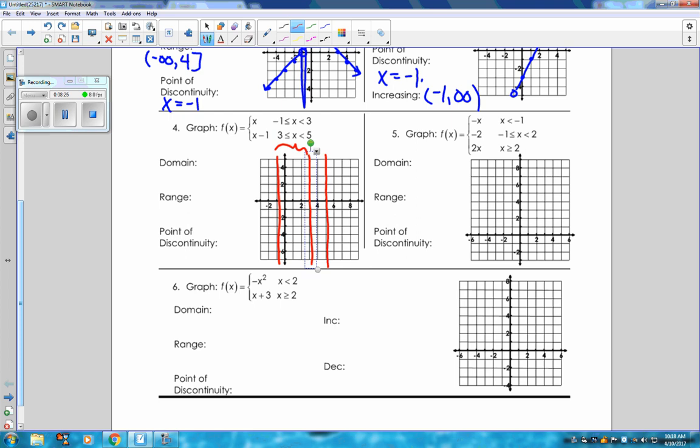Is it open or closed? Trey? For this number right here, if I plug in -1 into x, I'm going to get -1. It's going to be closed. If I plug in 0, I'm going to get 0, and so forth. Now I'm going to get a point for 3, but is it going to be open or closed? Open.